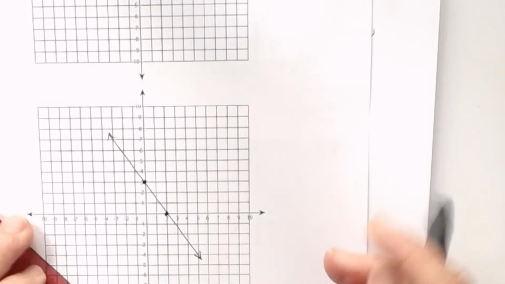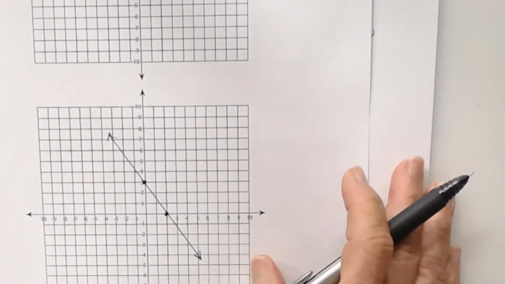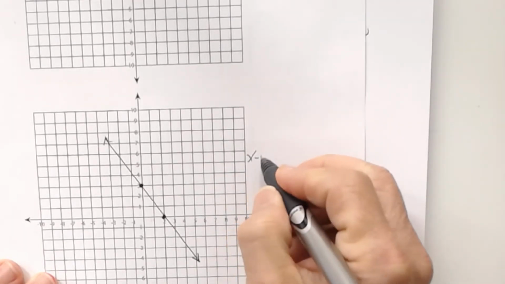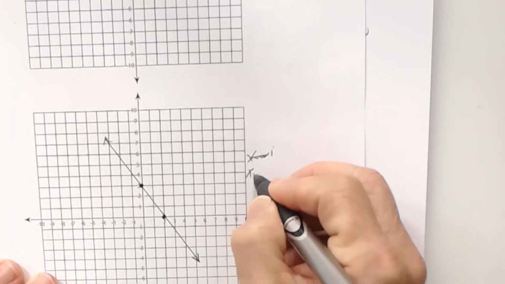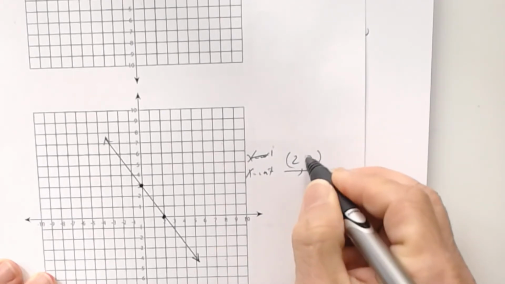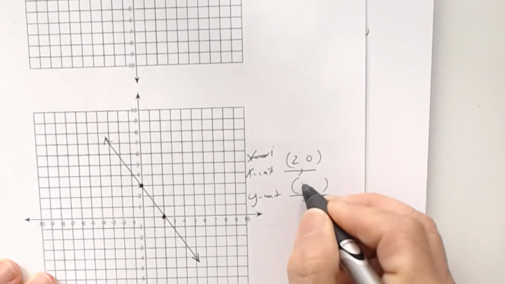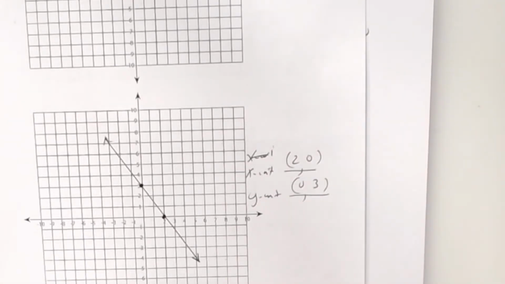And I get this. Now, you may be told to write the intercepts as an ordered pair. So if you're told to write as an ordered pair, you would say this. The x-intercept, what's the point? 2, 0. The y-intercept is what point? 0, 3. All right. Okay?